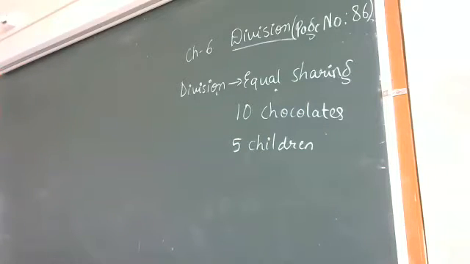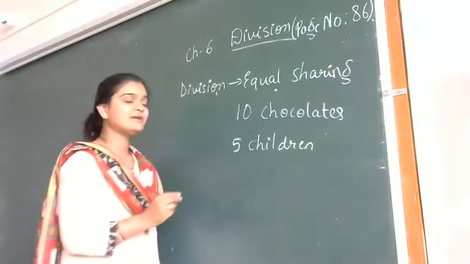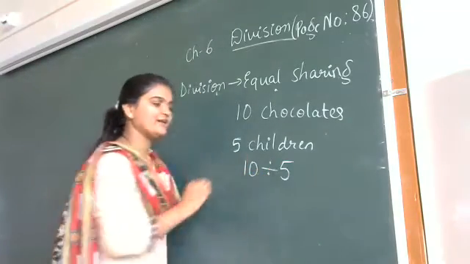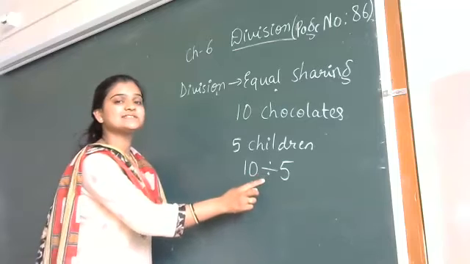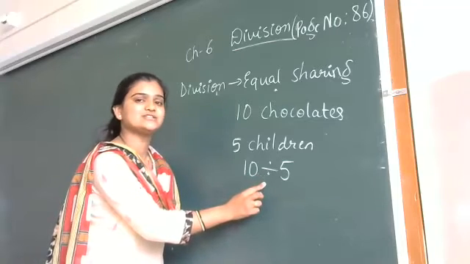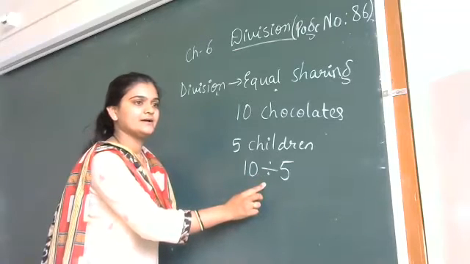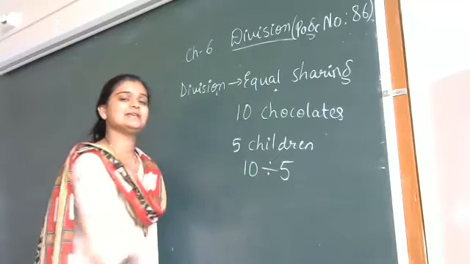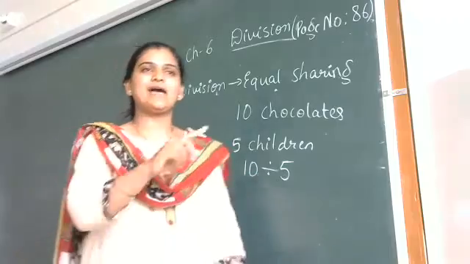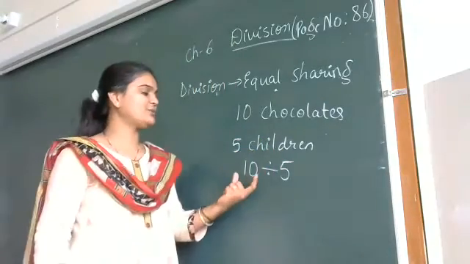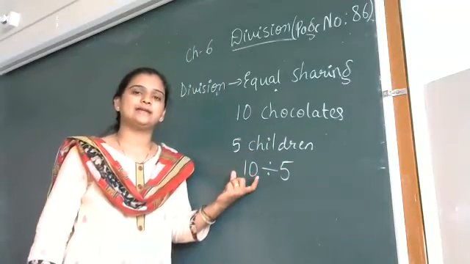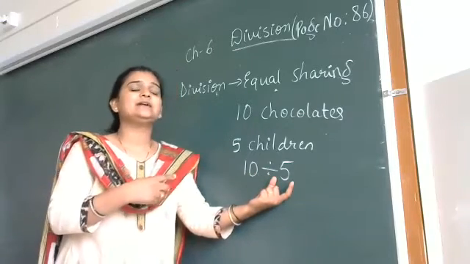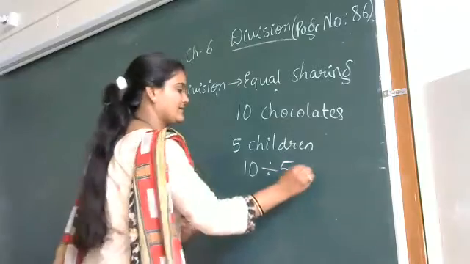Division. Yes, it is division. What number will you take first? 10 divided by 5. Yes or no? This symbol stands for division. Equal sharing. Division is nothing but equal sharing. We have 5 children and we have to distribute 10 chocolates. How many times can you subtract 5 from the number 10?